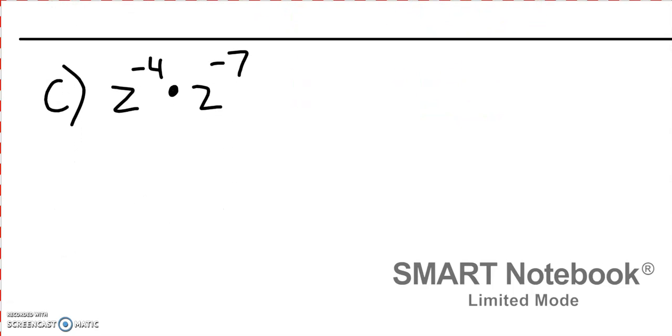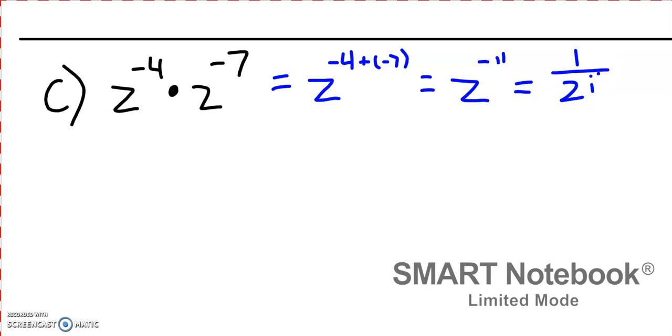Let's look at C. We have z to the negative 4th times z to the negative 7th. We can combine them together. It's the same base, so we have z to the negative 4 plus negative 7. So we have our base of z. Negative 4 plus negative 7 is a negative 11. And likewise, we can't have a negative exponent, so we want to switch its location because it is currently in the numerator. Remember, because it's over 1. So I can change that to 1 over z to the 11th.